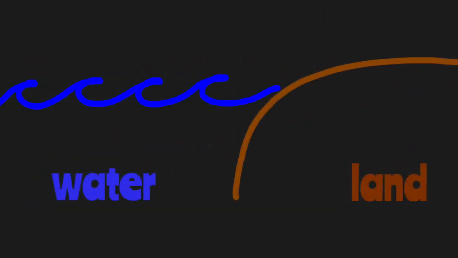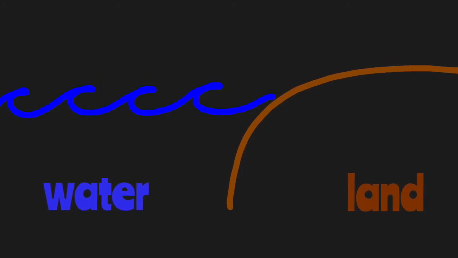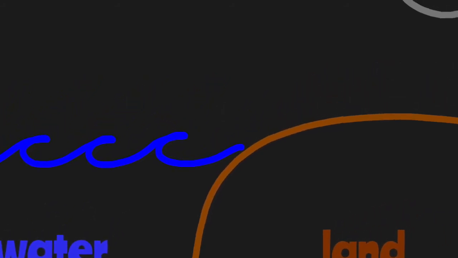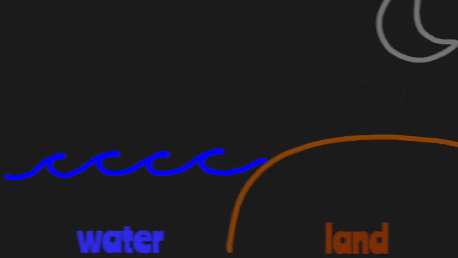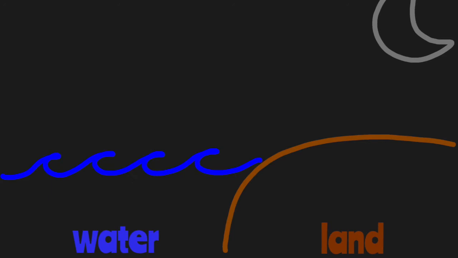Now draw another water and land, but this time draw a moon because we're going to speak about the process that happens in the evening. In the evening, relative to each other, which is warmer, the land or the water? Relatively speaking, the water is warmer than the land. Remember the rule that water heats and cools more slowly than land.